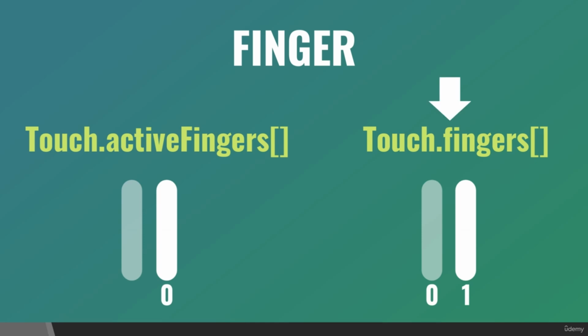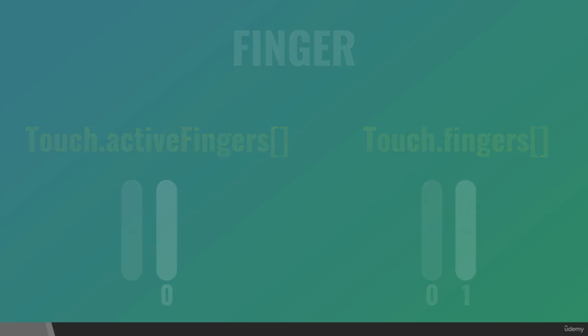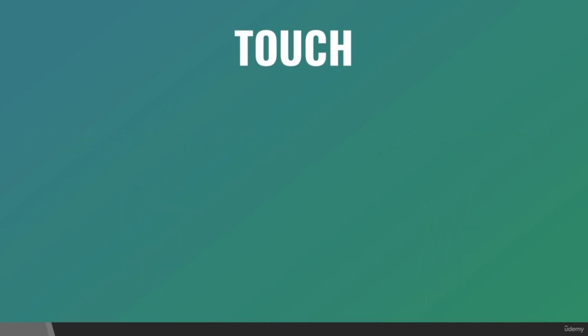However, in the fingers array, indexes stay the same, but this finger 0 is no longer active. When we lift all fingers from the screen, everything resets. To conclude, it's important from which array and from which index we get data. Now let's take a look at the touch. When you touch the screen with a finger, Unity will store some information in the touch structure.